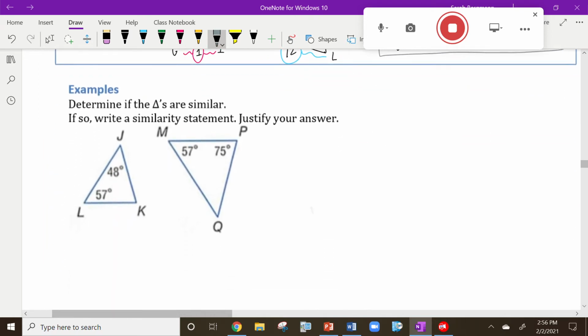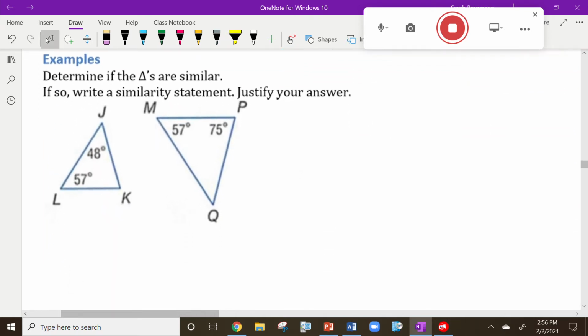Let's do some examples together. Determine if these triangles are similar. If so, write a similarity statement and justify your answer. So on this, I first right away notice that angle L and angle M are congruent to one another. I also notice that J and P are not congruent to one another. However, that does not necessarily mean that these are not similar. Let's see if we can find the measure of angle K.